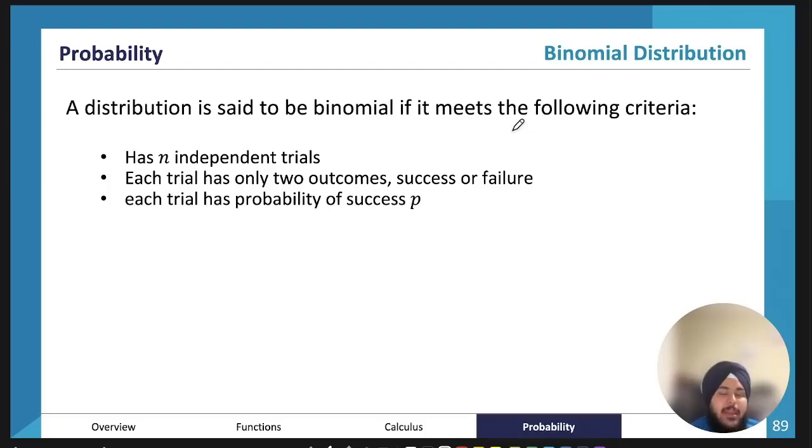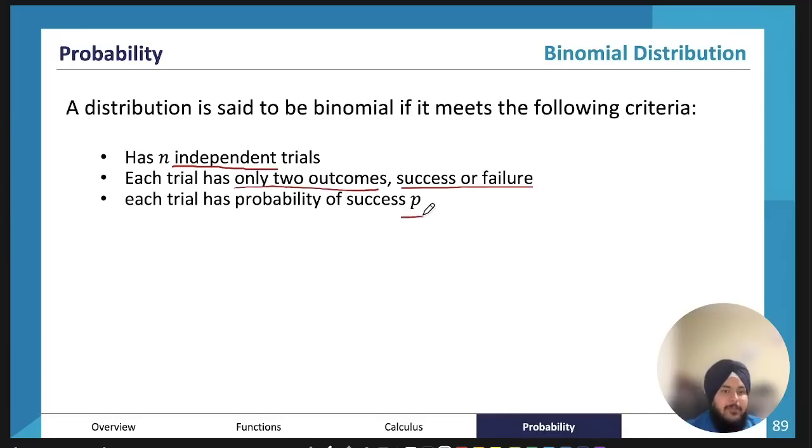Okay, so now let's look at the different distributions of probability. We can have probability being distributed binomially or normally, which we'll have a look at a little bit later on. Binomial distribution is essentially where we have n independent trials. Independent trials means one trial does not affect the outcome of another, and each trial only has two outcomes, either success or failure most of the time. And the probability of success is the same each time as well.